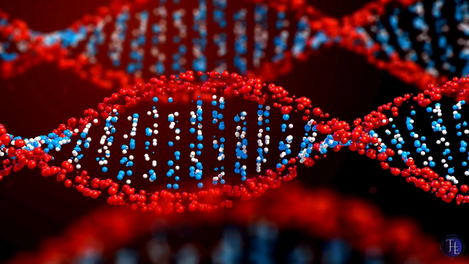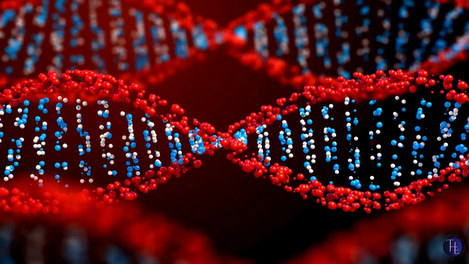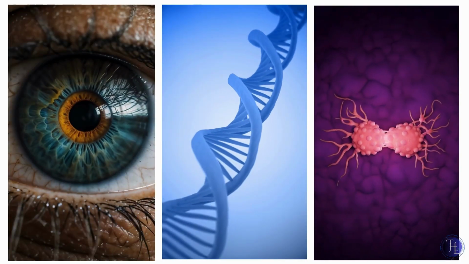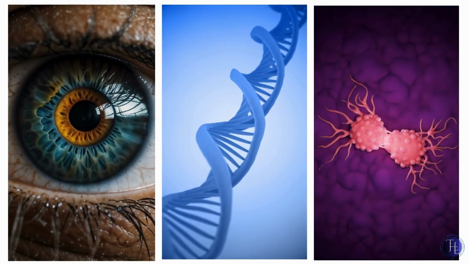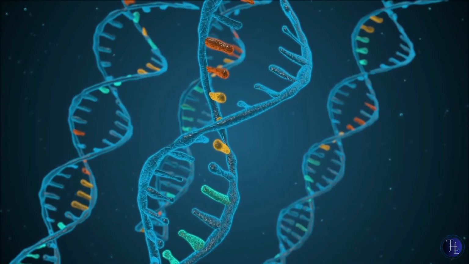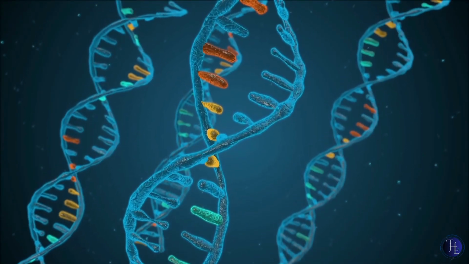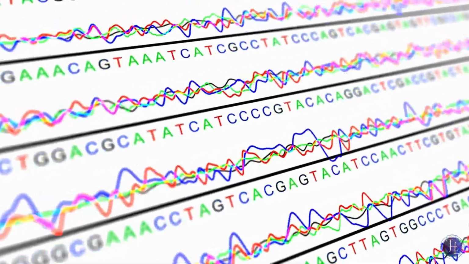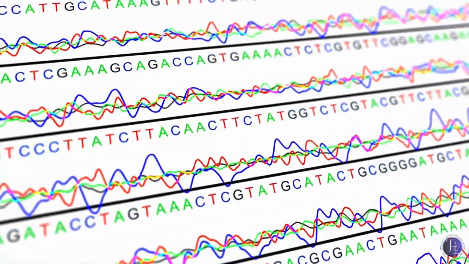DNA is like the instruction manual for life. It carries the genetic instructions that determine everything from our eye color to how our body functions at a cellular level. A great way to understand DNA is by comparing it to a written language. Think of it like this. Letters, also A, T, C, G.